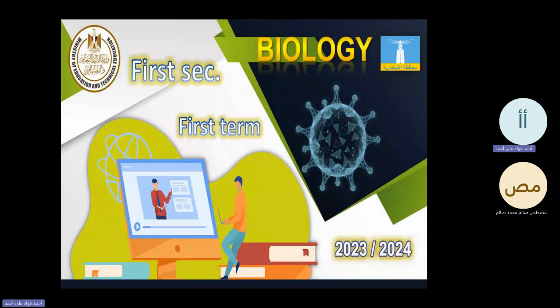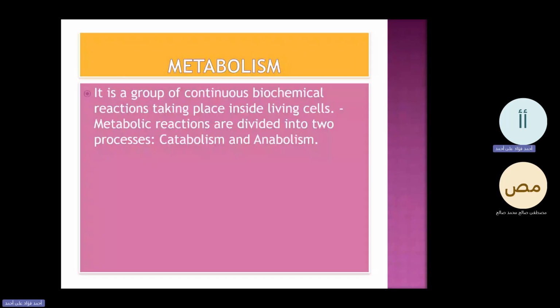Today we are going to complete our talking about polymers. We talked about polymers before. Today we are going to speak about what happens to these polymers inside the body of a living organism. This process is called metabolism. What does it mean, metabolism? Metabolism means that it is a group of biochemical reactions that occur inside the body of a living organism.